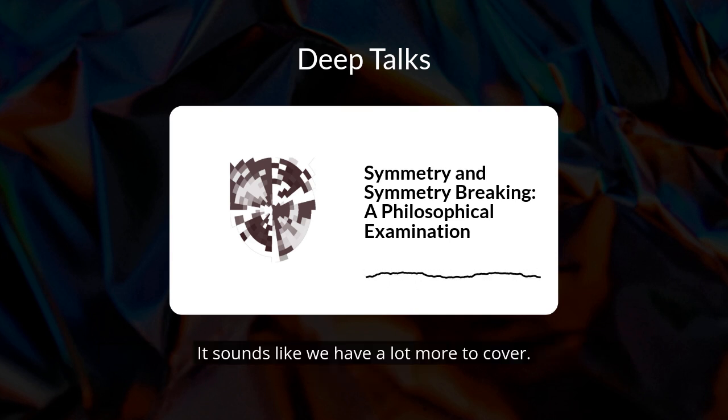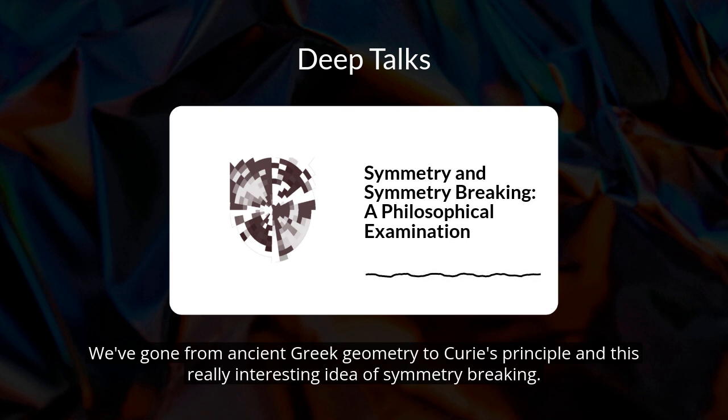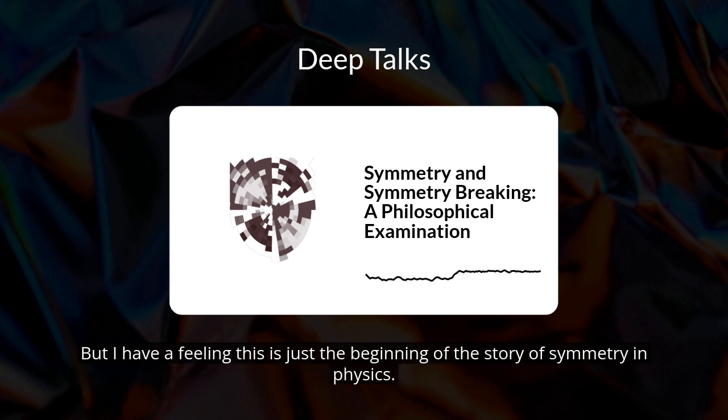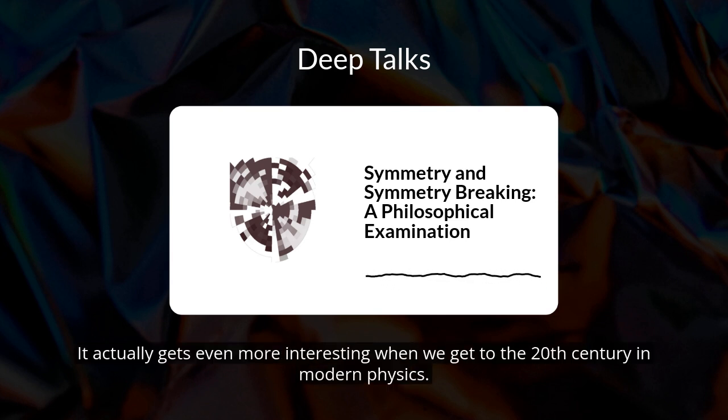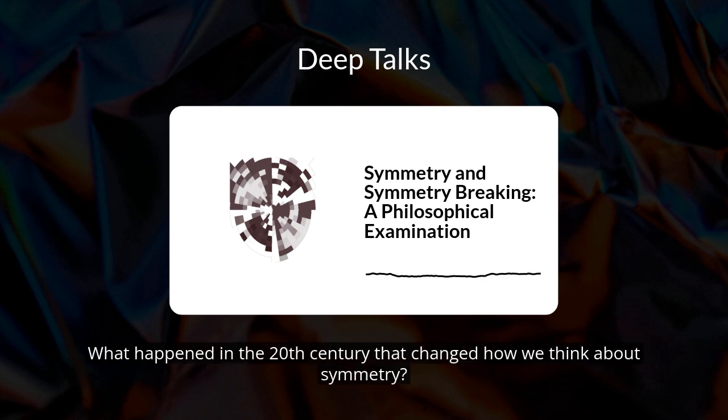It sounds like we have a lot more to cover. We've gone from ancient Greek geometry to Curie's principle and this really interesting idea of symmetry breaking. But I have a feeling this is just the beginning of the story of symmetry in physics, right? You're right, it doesn't end there. It actually gets even more interesting when we get to the 20th century in modern physics. Okay, let's hear it, the next chapter. What happened in the 20th century that changed how we think about symmetry?